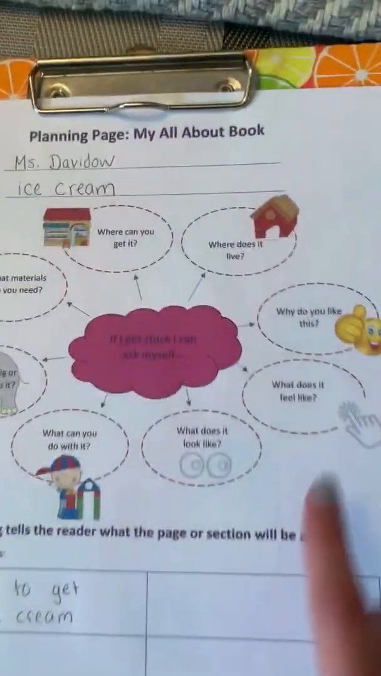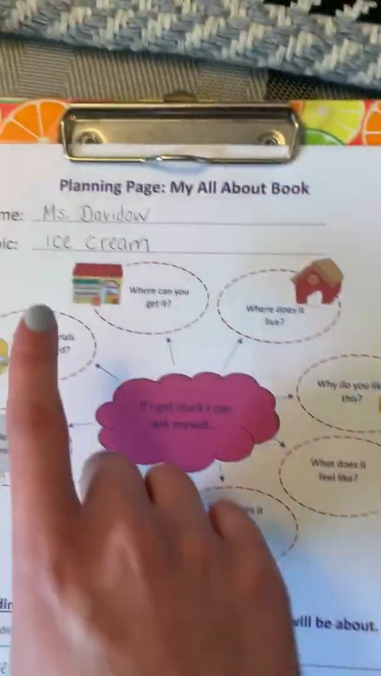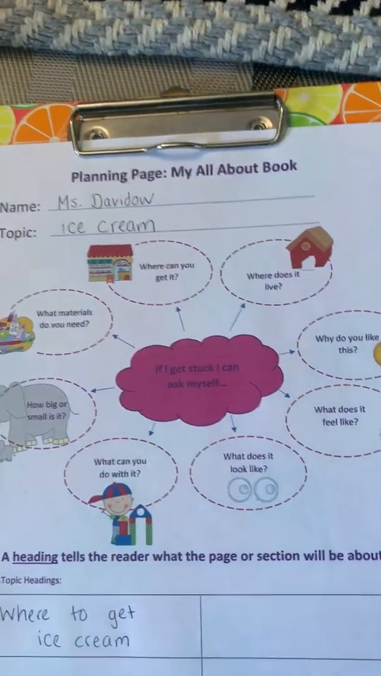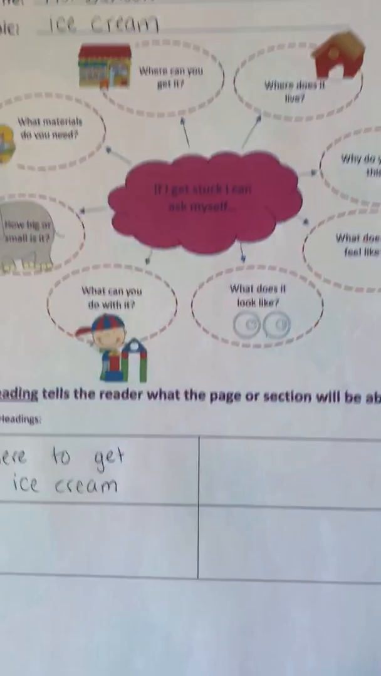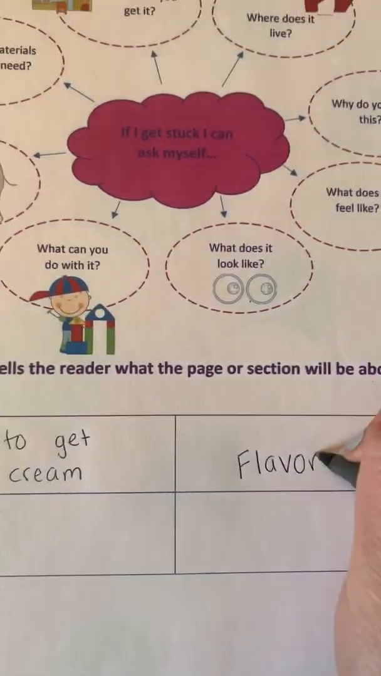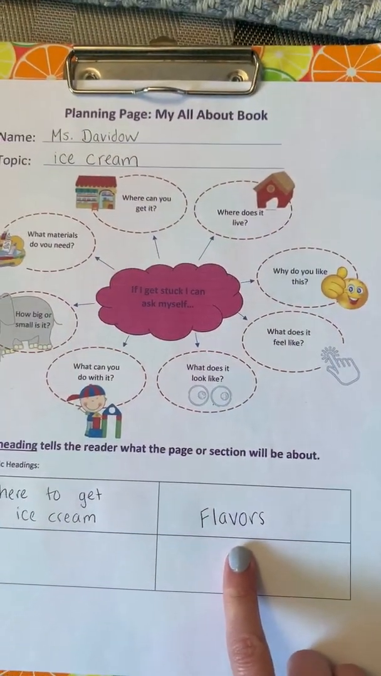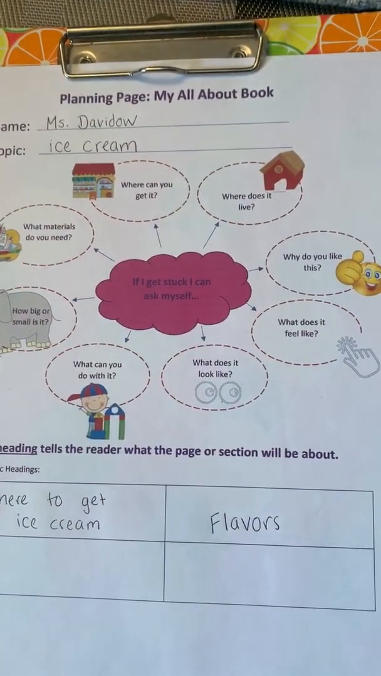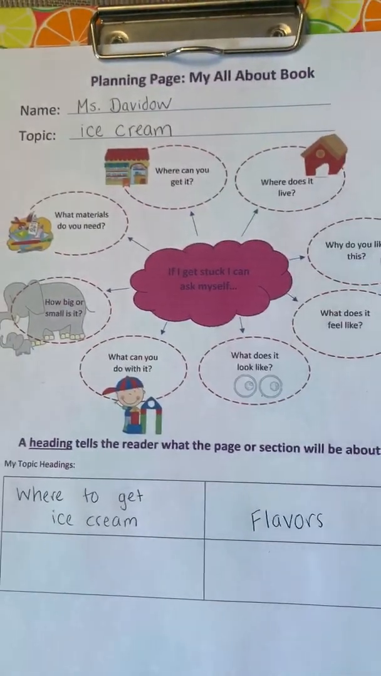where does it live might be a great question to come up with a heading for. All right, why do you like it? Well, I like ice cream because it comes in so many different flavors. Wow, you know what? Flavors would be a great heading because there is so much to tell about ice cream flavors. There's chocolate, there's vanilla, there's strawberry. Oh my goodness, I could go on and on about ice cream flavors.